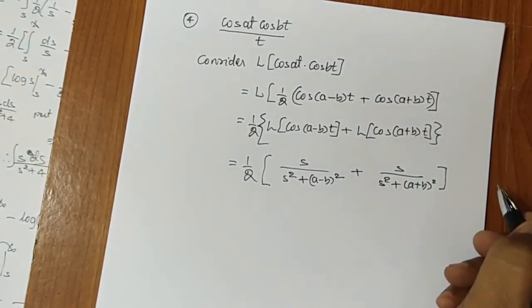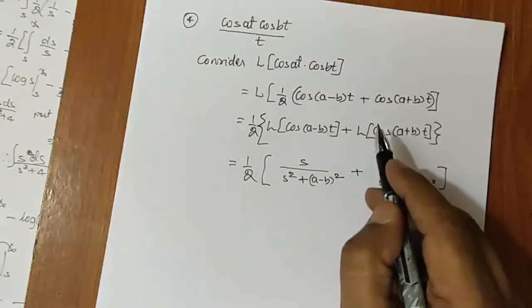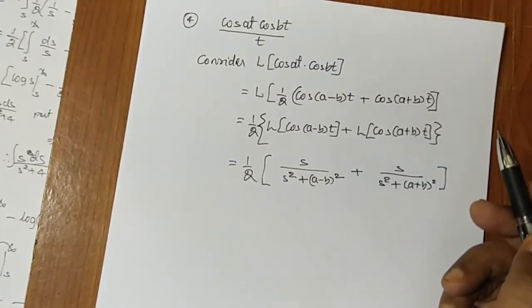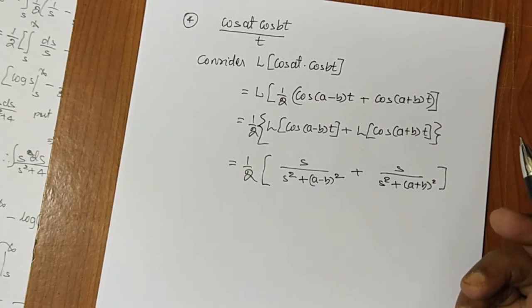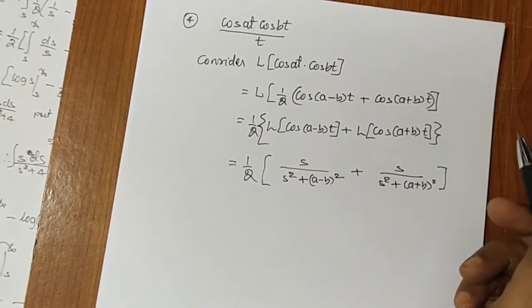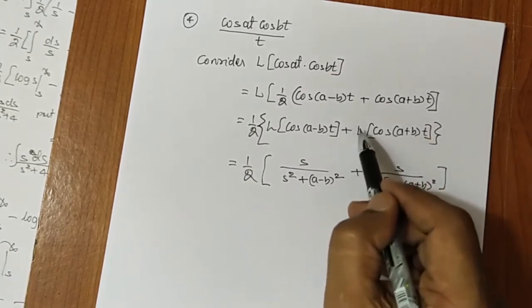This becomes a problem because I should have a negative sign here. I don't think cos at into cos bt is possible. Anyway, let me see how we have to proceed, because it will be log of s squared plus (a minus b) whole squared, log of s squared plus (a plus b) whole squared. So this I'll do in the next class, because this plus is bothering.